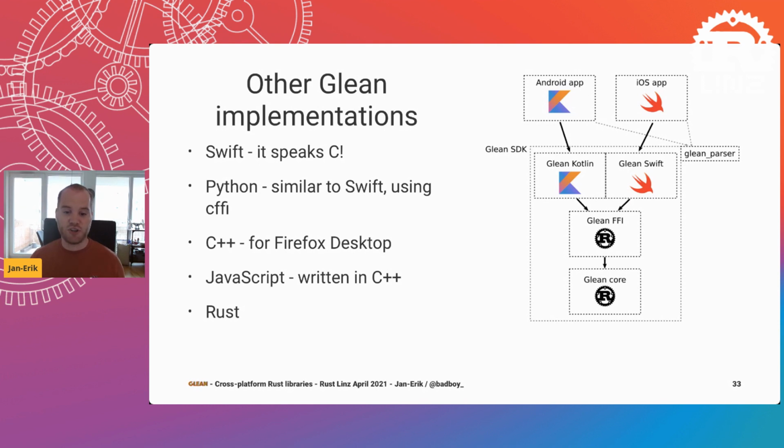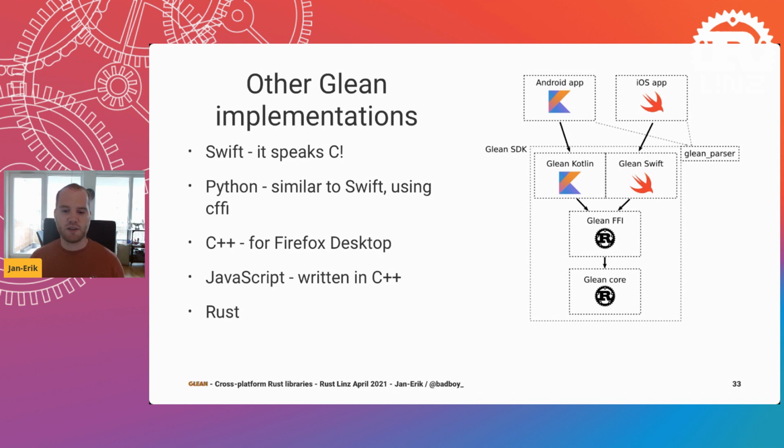Now, what I didn't really show is that the Glean Core implementation is very low level. It's just enough to provide everything to the FFI layer, but doesn't provide the nice API that we want our users to see. So we have another implementation of Glean on top of the Glean Core crate, also written in Rust, that has a much nicer API to use.